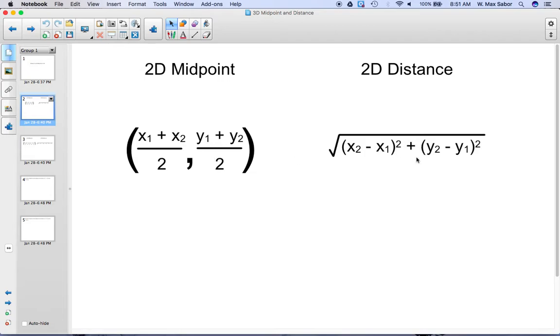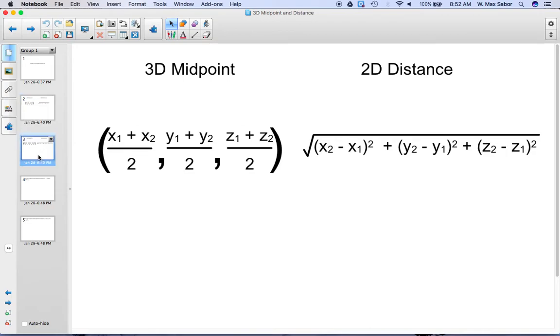In 2 dimensions, the way we calculate distance is we do Pythagorean theorem, take the square root of the change in x squared plus the change in y squared. So this is subtraction, this is addition, and each of them must be squared first before calculating the distance.